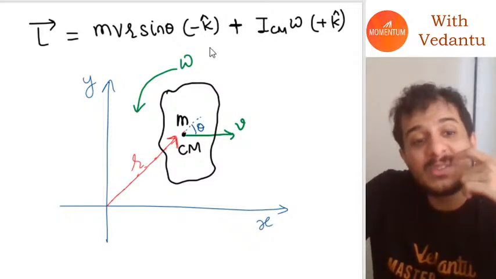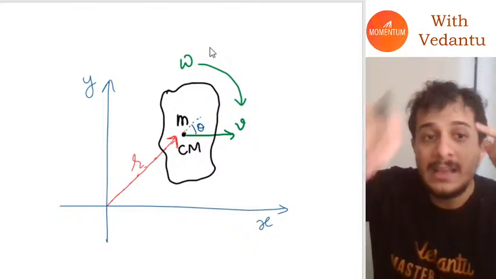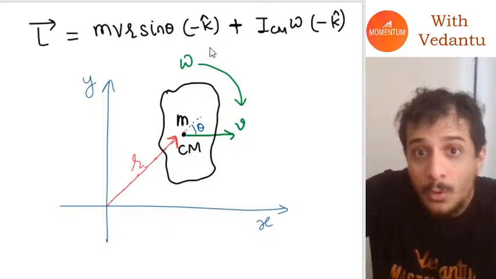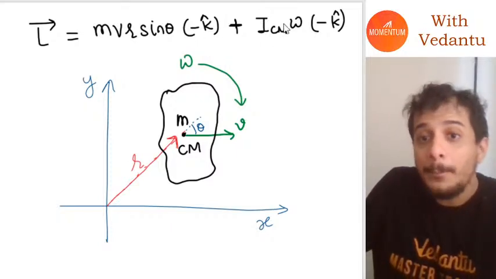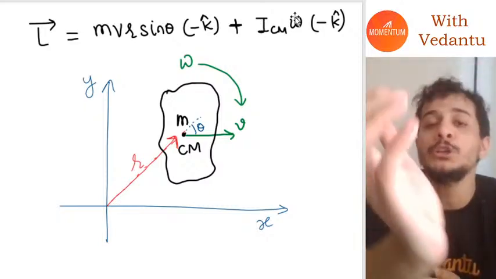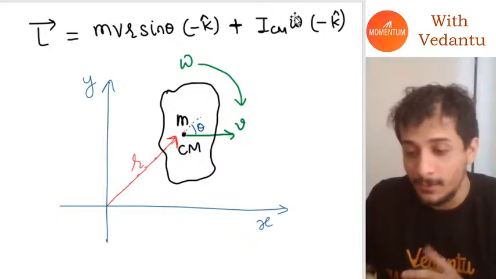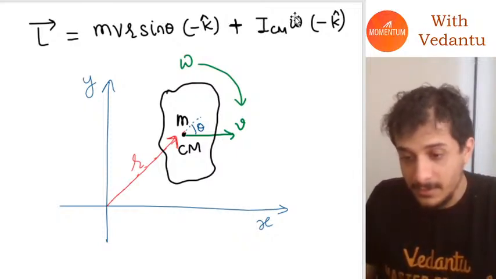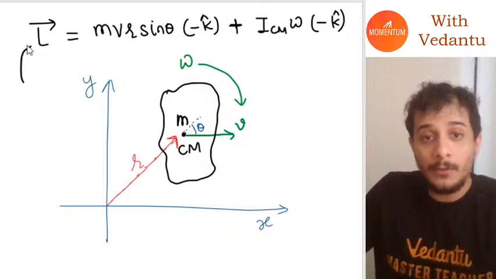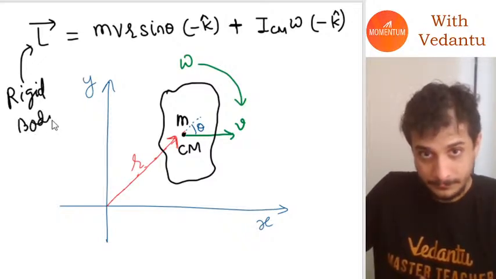Similarly, if the body was moving with velocity v and rotating in the opposite direction, then you will write L = mvr sine theta in the minus k cap direction plus I_CM omega also in the minus k cap direction. Why? Because now the body is rotating clockwise. That means your thumb is pointing into the plane of the paper, so omega is in the negative k cap direction. This is how you calculate angular momentum for rigid bodies.